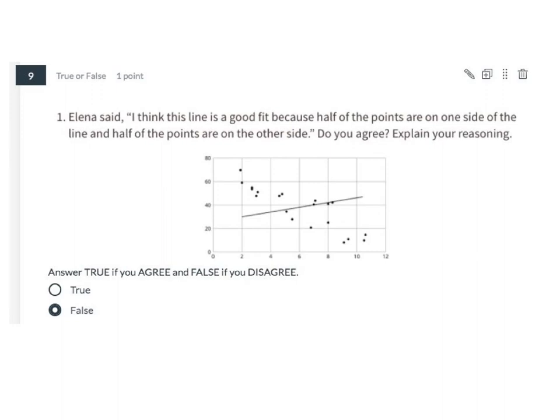All right, number 9. Elena says, I think the line is a good fit because half of the points are on one side of the line and half the points are on the other side of the line. Do you agree? This is false. Why does this line not work? The line of best fit for a scatter plot has to go with the data. Yes, there are the same amount of points above. Yes, there's about the same amount of points below, but the line has to go with the data. So is this a good line of best fit? No, it is not. So we're going to say false because we disagree with her.